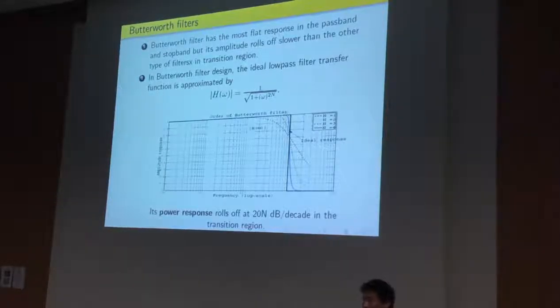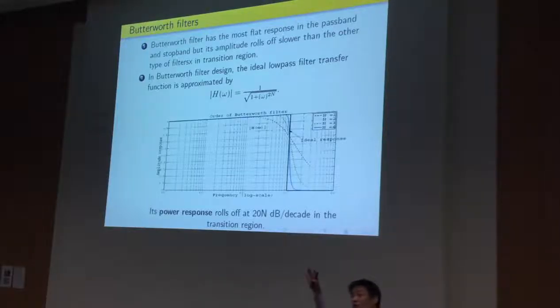So you see the frequency range from 1 to 10, you will decay by 20 times N dB in this plot. This is the slope of this curve here. One thing must be careful: this curve is not a straight line. When you measure the rolling off rate, you must look at the linear region. You don't look at this corner point here and here. Look at this linear region here. This linear region will roll off at 20 times N dB per decade.